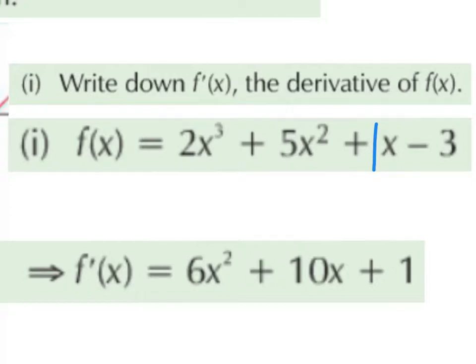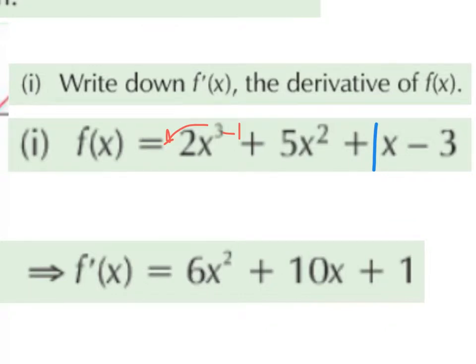So to differentiate 2x cubed, cubed is the power, so we bring the power down in front. So we say 2 multiplied by 3 is 6. And we reduce the power by 1. And 3 minus 1 is 2. So we get 6x squared.